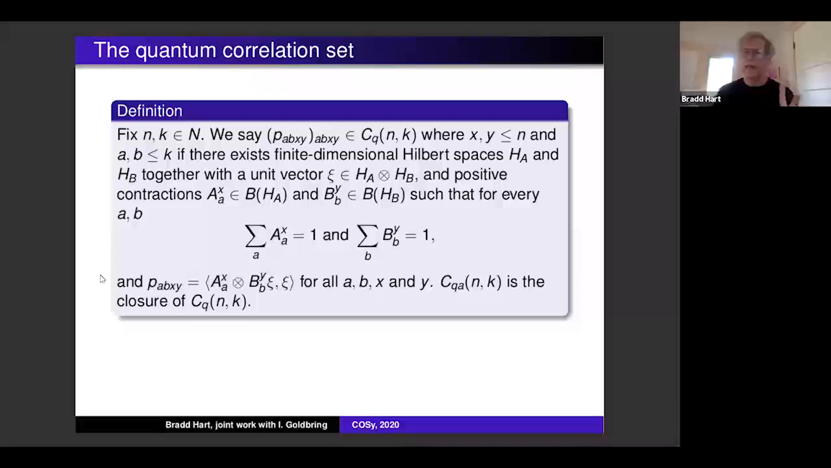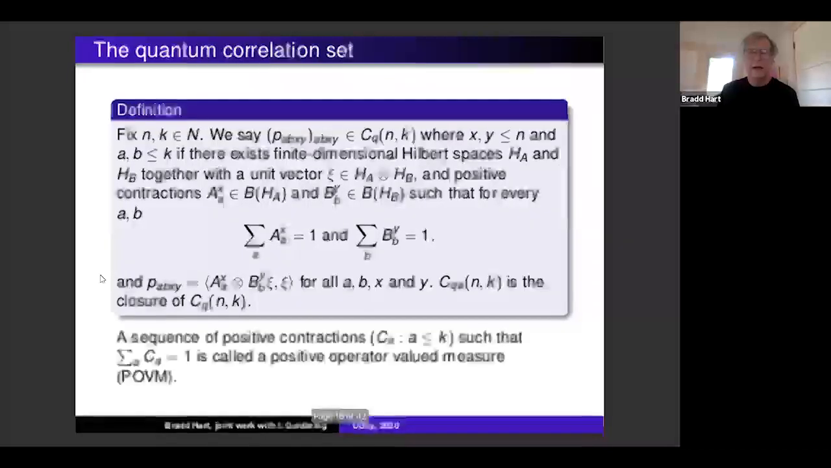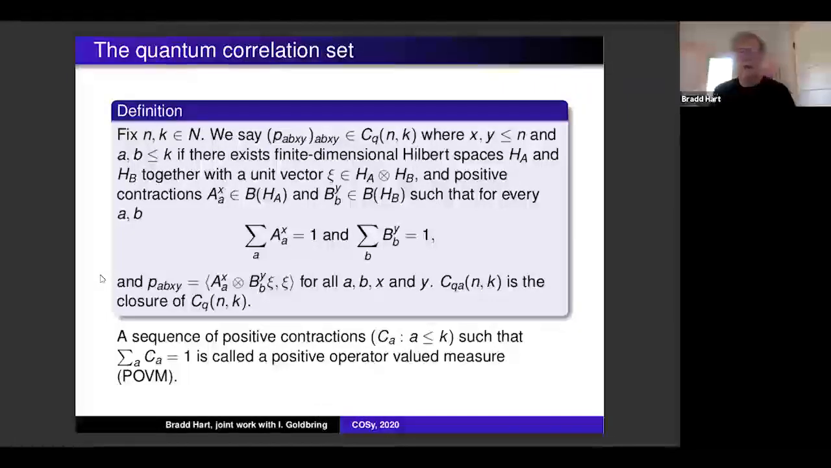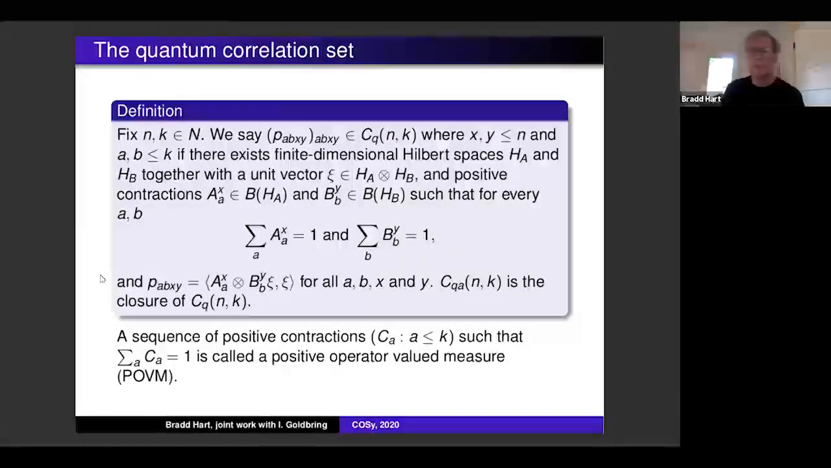So for any fixed N and K, you get this set. Hopefully this doesn't differ too much from what was said on Monday. And this collection of positive contractions that sum to 1 are called positive operator valued measures. Instead of writing all this later, I will just write POVM.